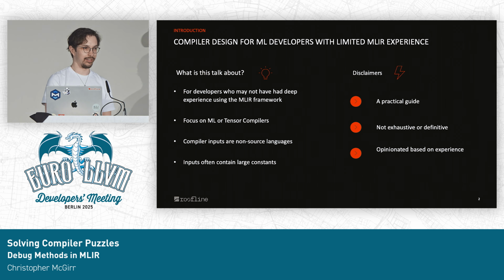So I'm talking things like exchange formats like ONNX. Oftentimes these files contain large constants, so you're loading in a very large file from disk, which may not be that practical if you want to iterate quite quickly to find the root cause of a bug.